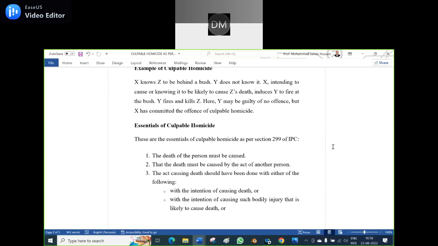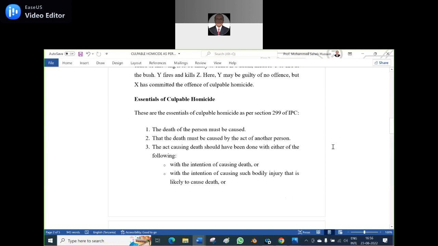The act causing death should have been done with either of the following: with the intention of causing death. Who? X, with the intention. Or with the intention of causing such bodily injury that is likely to cause death.